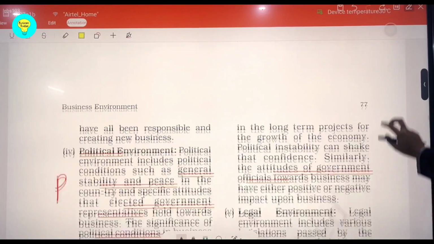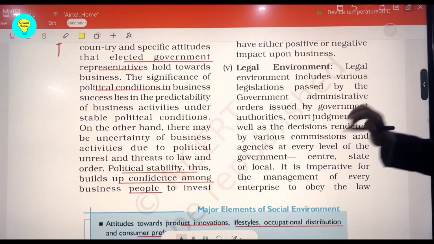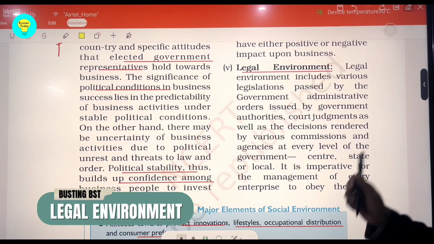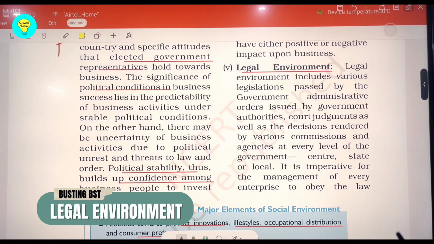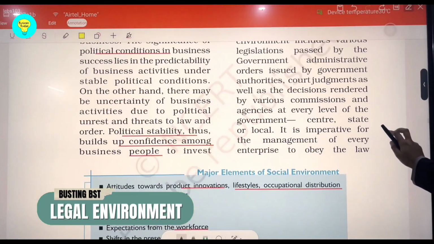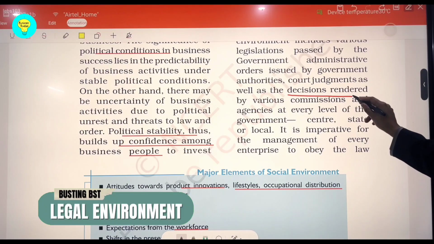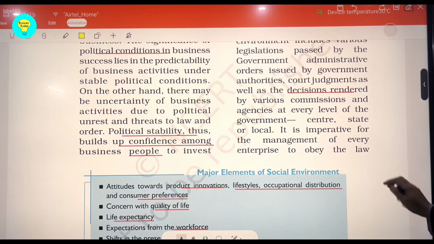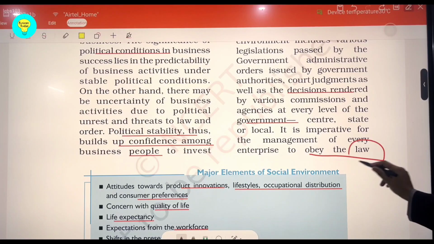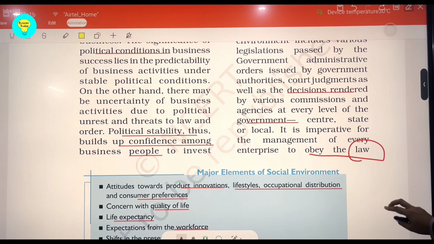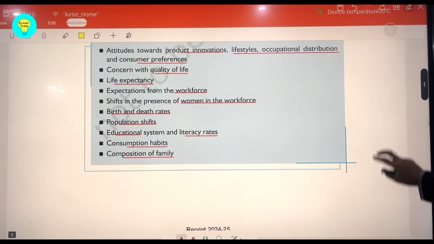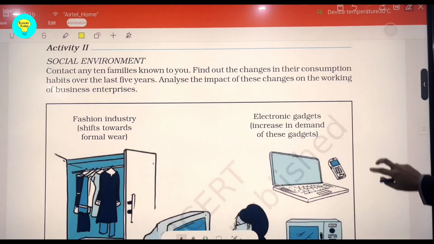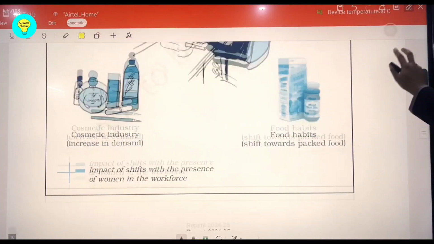Now the last one being L, the legal environment. See students, never get confused. Whenever you get a question on this dimension, it will always be some decisions at the level of the government in the form of law. Law is the key word in this, where you can see that a few acts, if they have been passed, will cover the changes under this particular dimension of the business environment.